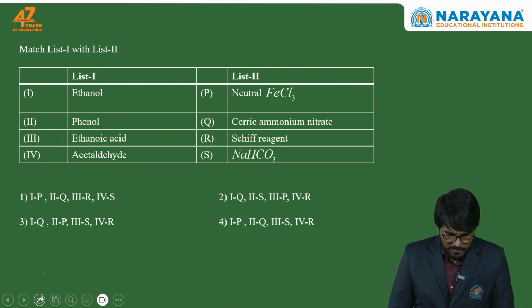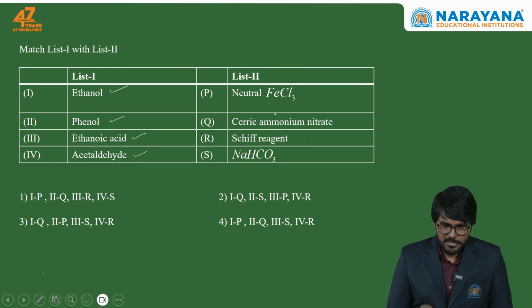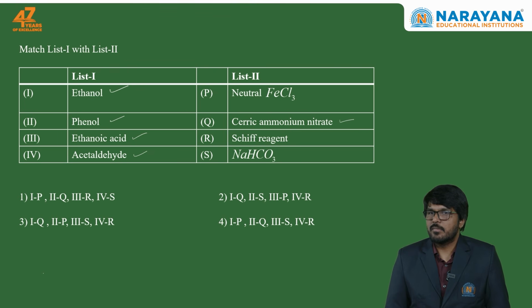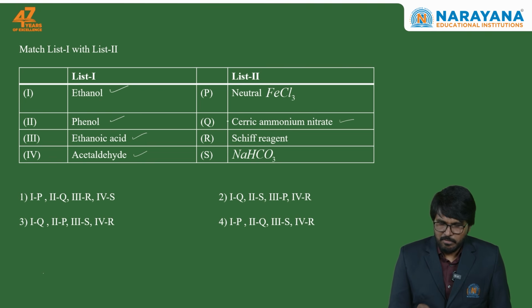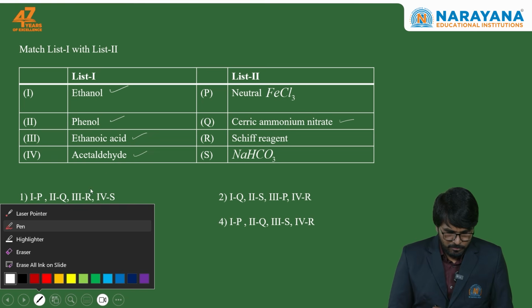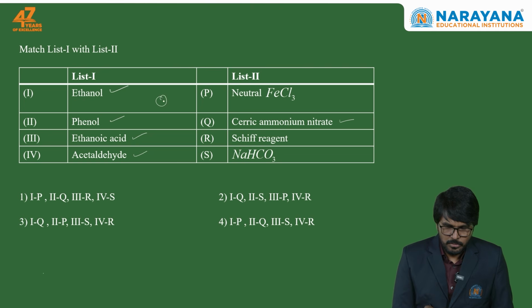In this, it is clearly mentioned List 1: ethanol, phenol, ethanoic acid, and acetaldehyde. We have to match with the qualitative test given by that particular compound. So here we have ethanol. Since it is an alcohol, it will give the ceric ammonium nitrate test. Therefore, the suitable option for this will be Q.